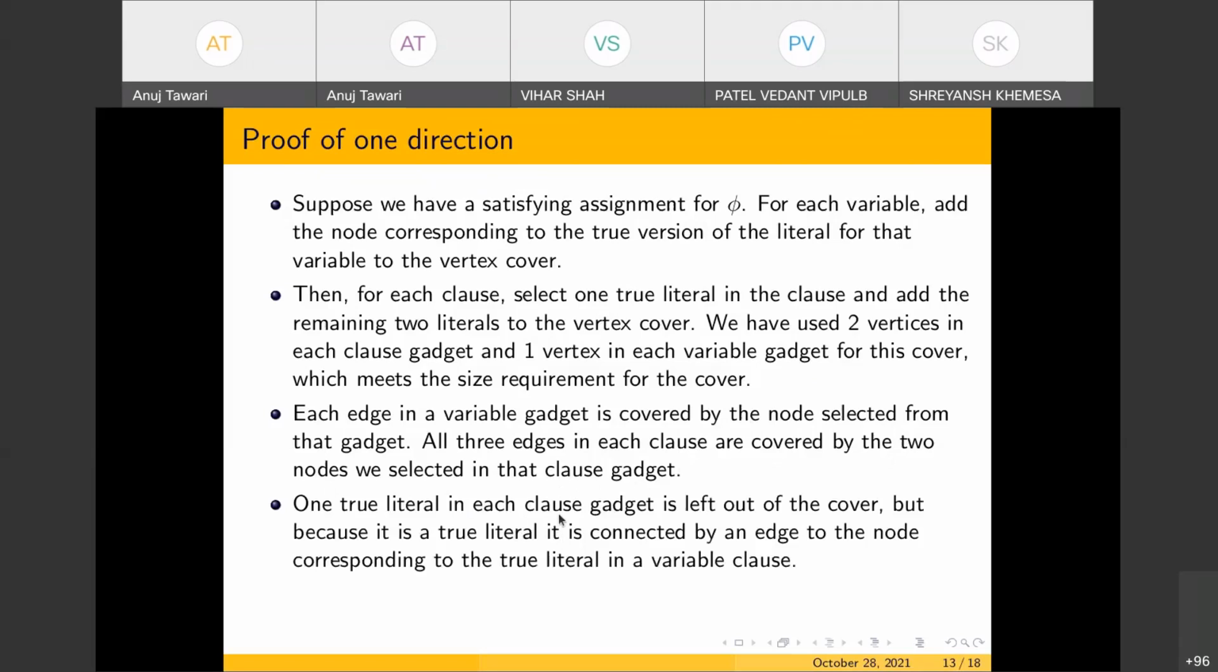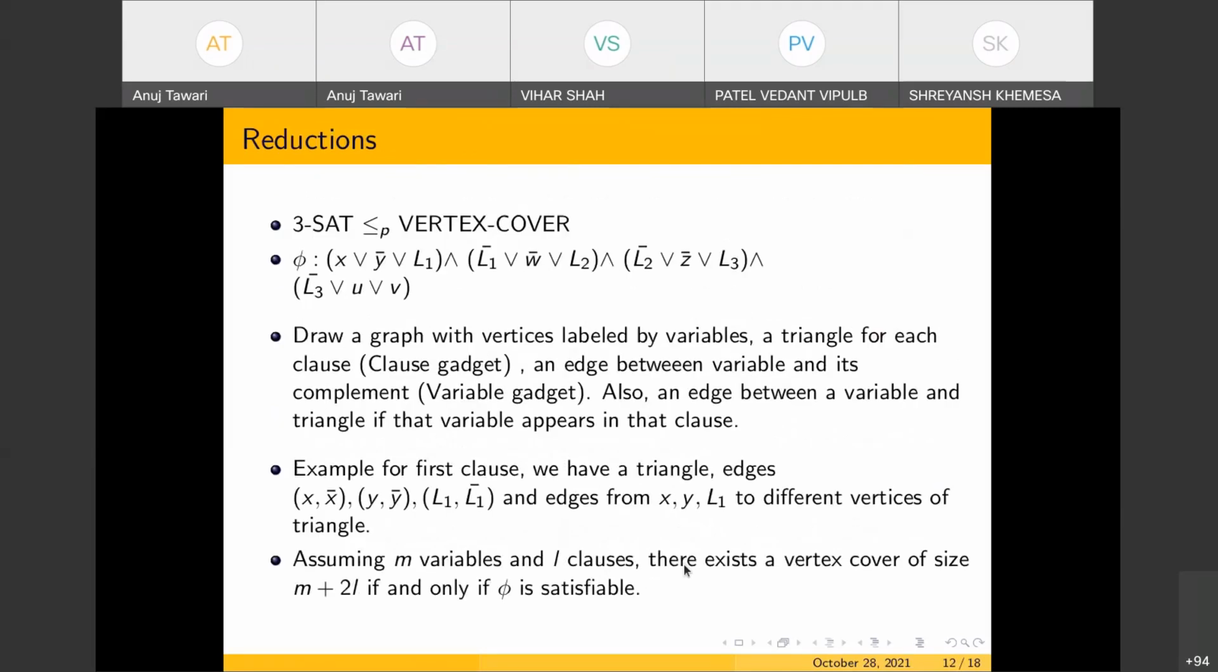So one true literal in each clause is left out of the cover. But because it is a true literal, it is connected by an edge to the node corresponding to the true literal. So let me just show you this.